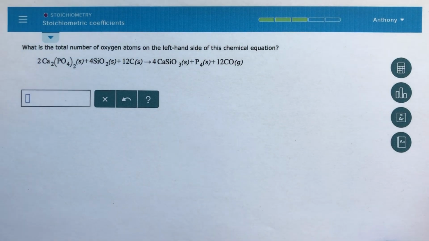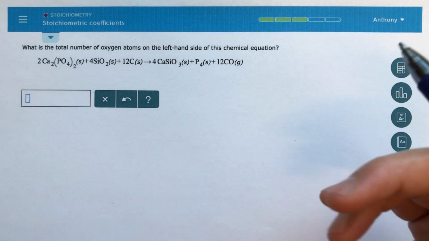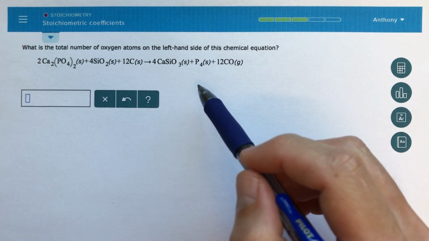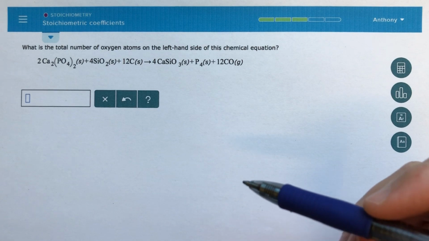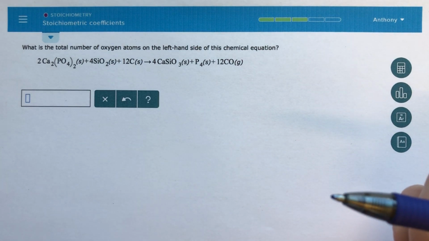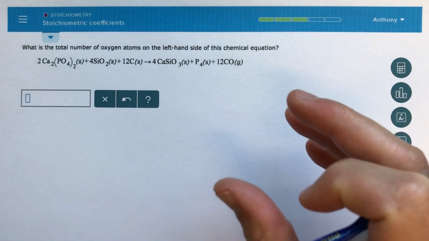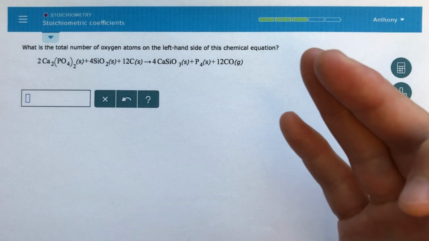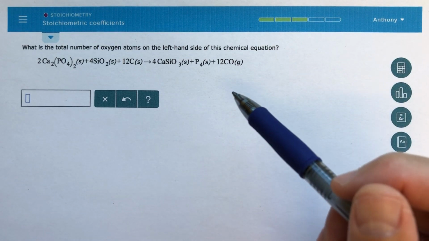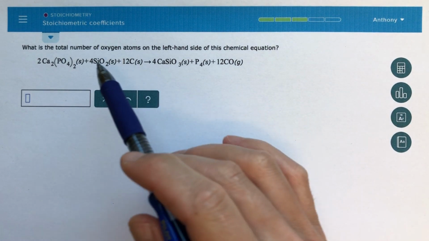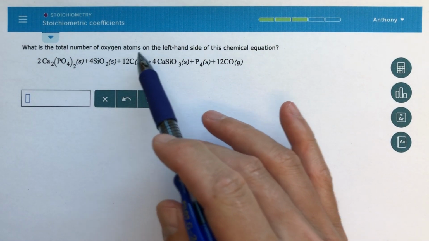All right, welcome back. So this is an ALEKS topic that's called stoichiometric coefficients. And this is a really good topic as an introduction to balancing chemical reactions and understanding what all these little numbers mean and the differences between them. So I think it's a great topic and definitely one that you absolutely need to understand to move forward in chemistry.